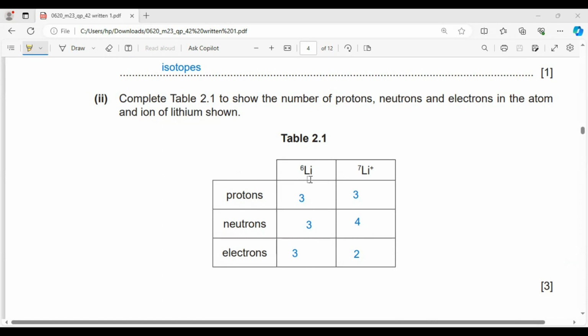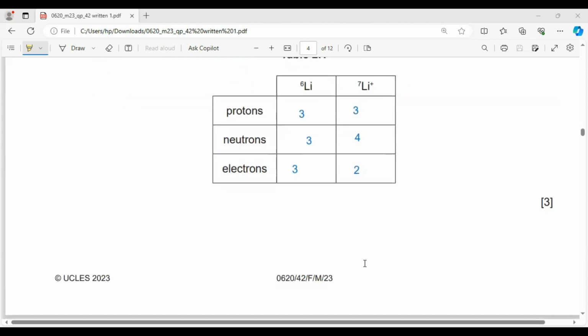Next, for electrons. In this case, protons are equal to electrons. That is why, as lithium is not carrying any kind of charge, we have the same number of electrons, that is 3. But in the case of 7Li+, lithium is carrying a positive charge. It means one electron is donated. That is why we will subtract one electron from protons. That is 3 minus 1 is equal to 2. So we have 2 electrons here.